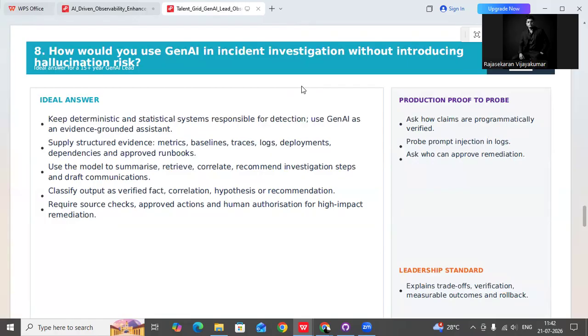Okay. So if I want to use GenAI for incident investigation, I will first access the incident through the enterprise system. For this incident, I will check what telemetry information is available: logs, metrics, and traces. I will collect all those logs, metrics, and traces and feed them into the LLM models.